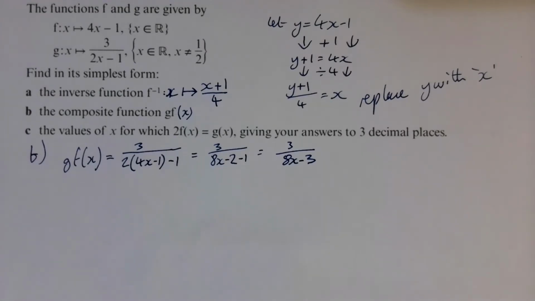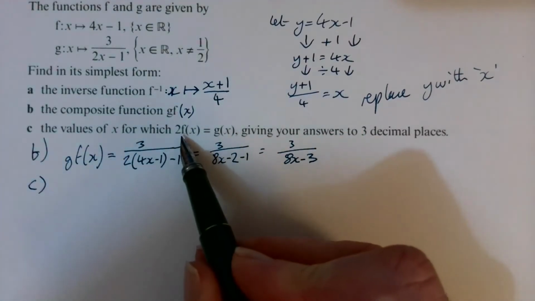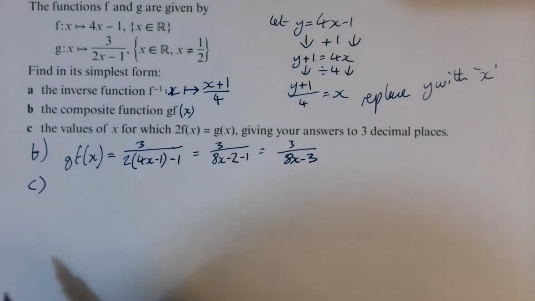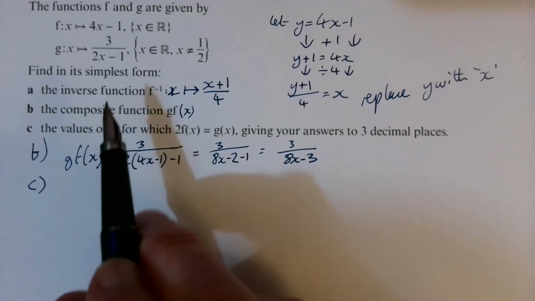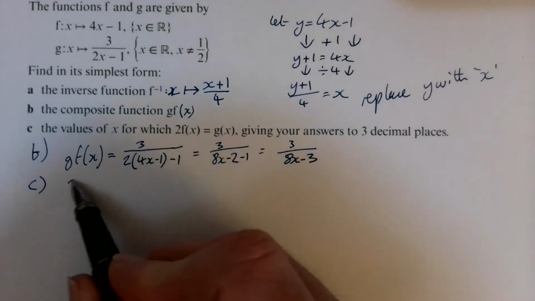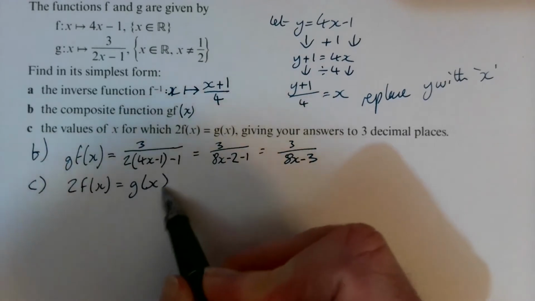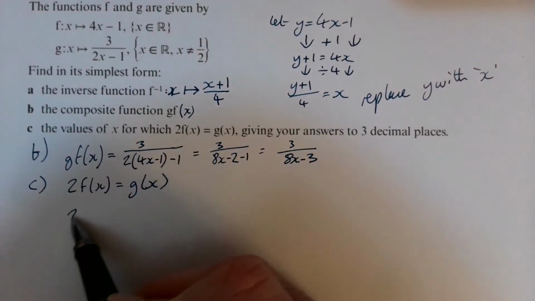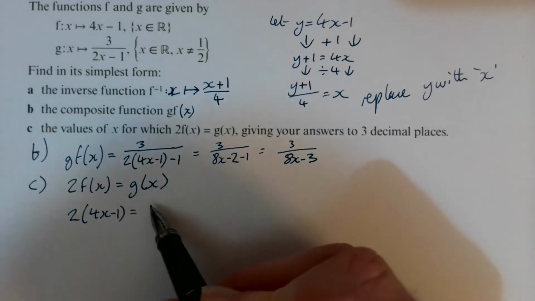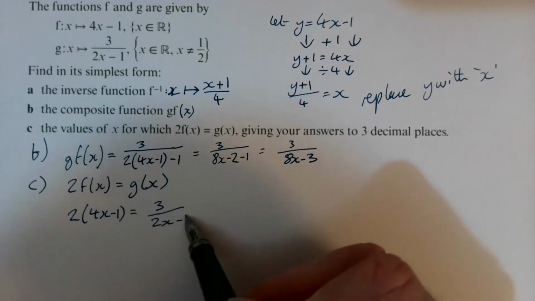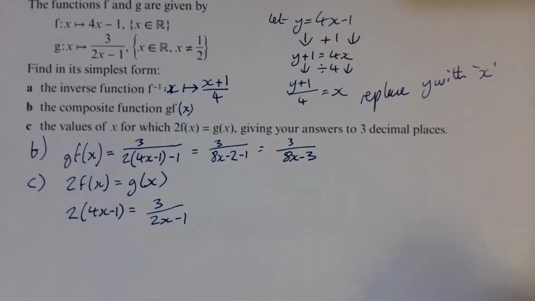And the third part of this question, the values of x for which 2 times the f of x is going to be g of x, well, all we have to do is double our function of x. So we've got 2f(x) equals g(x), so I'm going to put 2 times my 4x take 1 equals 3 over 2x take 1, and we then need to solve that equation. So pause the video and have a go at doing that if you hadn't done it already.